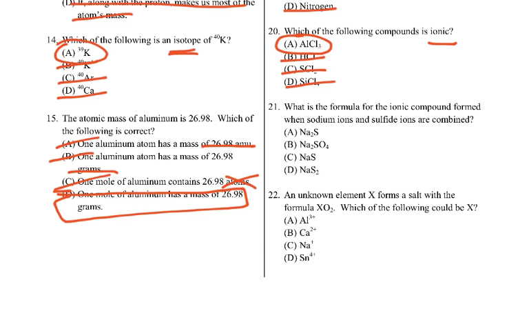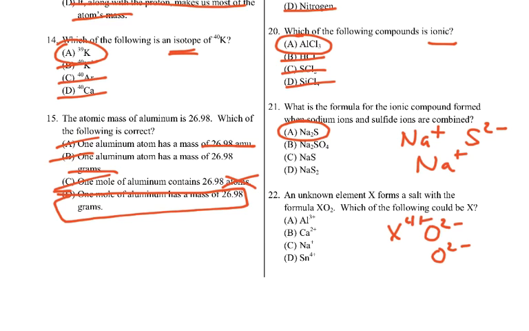21. Which is the formula for the ionic compound formed when sodium ions, that's Na+, and sulfide ions, that's S2-, and we know that just from their positions on the periodic table. So we're looking for Na2S, answer A. An unknown element X forms a salt with XO2. Okay, so we got X, and we know that oxygen is 2-, and if it's XO2, that means it must be 4+. So the only possibility is answer D.